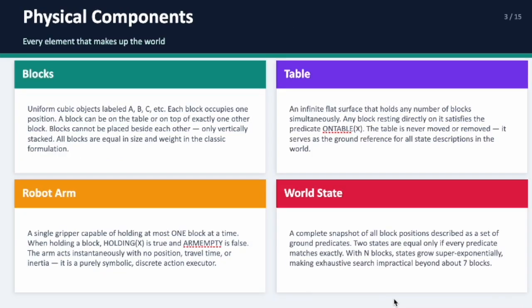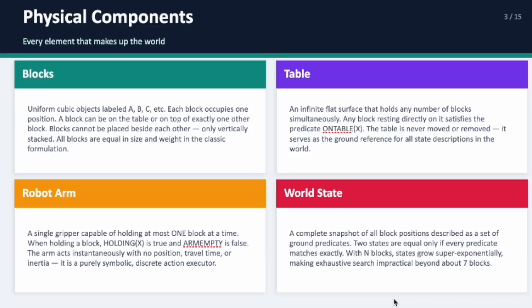Now, moving on to its physical components. Before we go into the AI logic, let's make sure we are clear on every element of this world. There are four things to understand. First, the blocks themselves. These are uniform cubic objects A, B, C, and so on. Each block occupies exactly one position. A block can either sit directly on the table or sit directly on top of exactly one other block. Crucially, blocks cannot be placed side by side, only vertically stacked. In the classic formulation, all blocks are identical in size and weight.